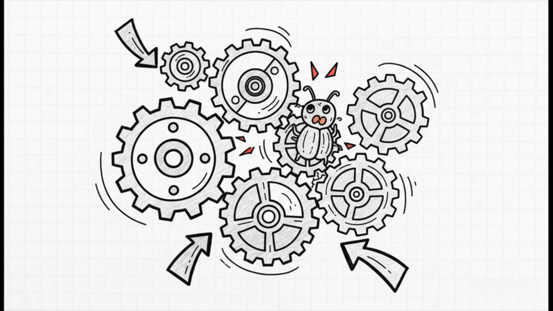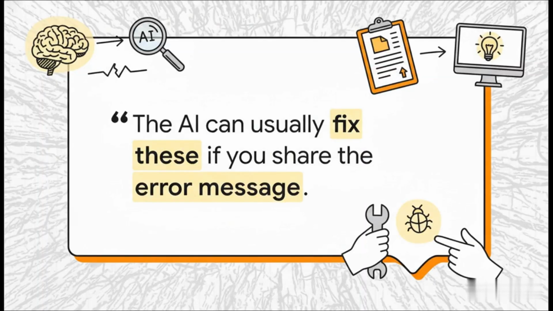Sooner or later, I promise you, you are going to see an error message. It's just an inevitable part of coding. But hey, don't panic. The whole process of debugging, which is just a fancy word for finding and fixing these errors, is often as simple as copying that error message and pasting it right back into the prompt. A lot of the time, the AI can figure it out for you.